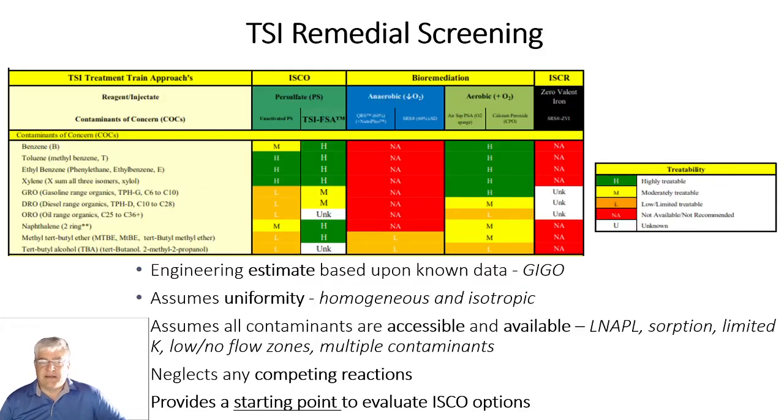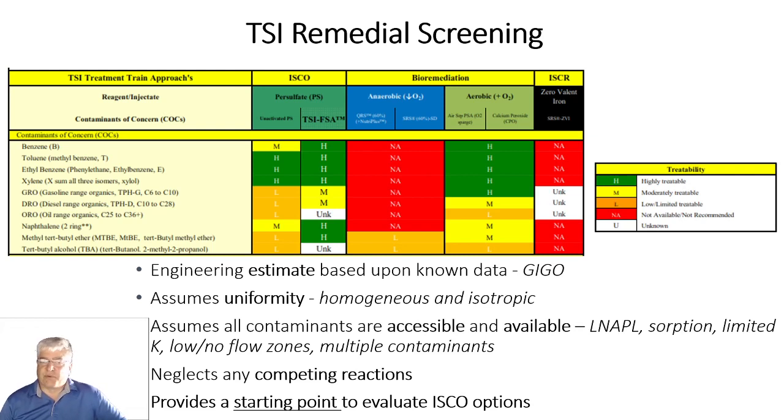Once you have an idea of the contaminants of concern, you can construct a remedial screening matrix where you can look at technologies and their applicability for that particular site. And here we've seen an example for the Terra Systems remedial screening for a petroleum-related site. BTEX, GRO, naphthalene, etc. A couple points we wanted to make here. This is an engineering estimate based upon known data. By engineering estimate, I mean there's no single right answer.